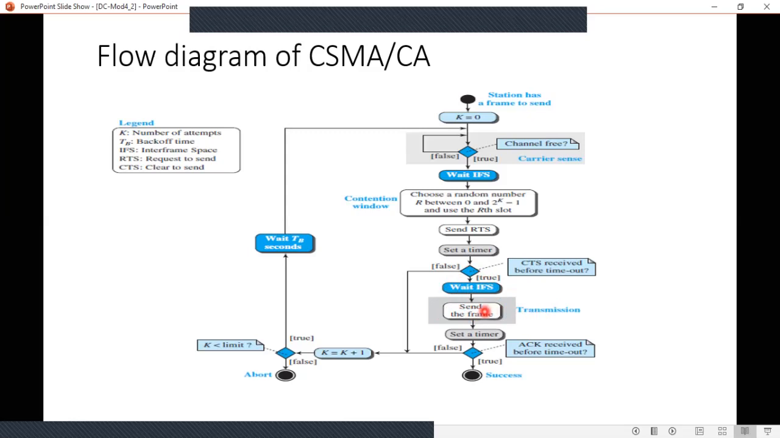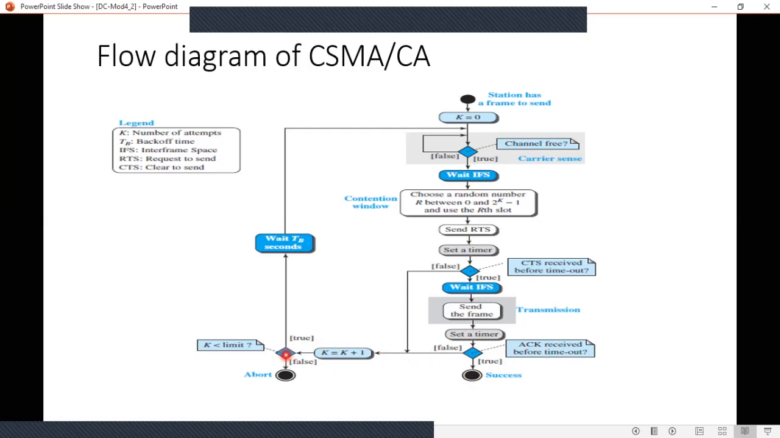Transmission will take place, and then next it will set a timer here, and before the timer expires, if it gets the acknowledgement, then the transmission is successful. Else, if it is false, that is, the sender has not received an acknowledgement from the receiver, then in that case it will increase the number of attempts, k = k + 1, and then again it will check whether k has crossed the limit.